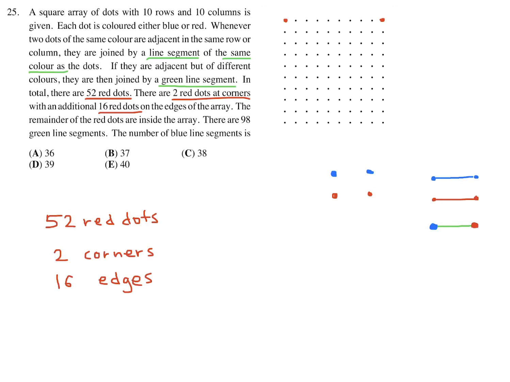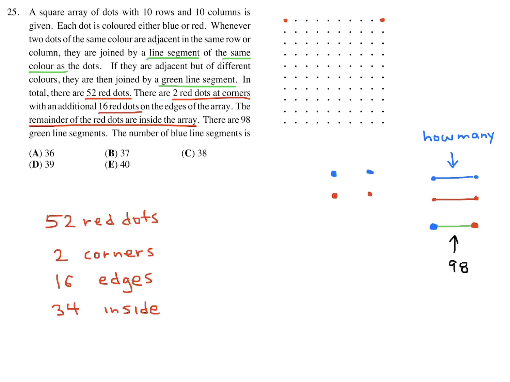And I'm assuming, and that's exactly what it says, the remainder of the dots are inside the array. So 52 minus 2 minus 16 is 34. So 34 in the interior. Inside the array, interior. You know what? Let's just say inside. I don't want to introduce new terms. We've got enough to worry about in this question. And finally, there are 98 green line segments. So there are 98 of these guys. All right. How many blue line segments? They want you to find how many of these.